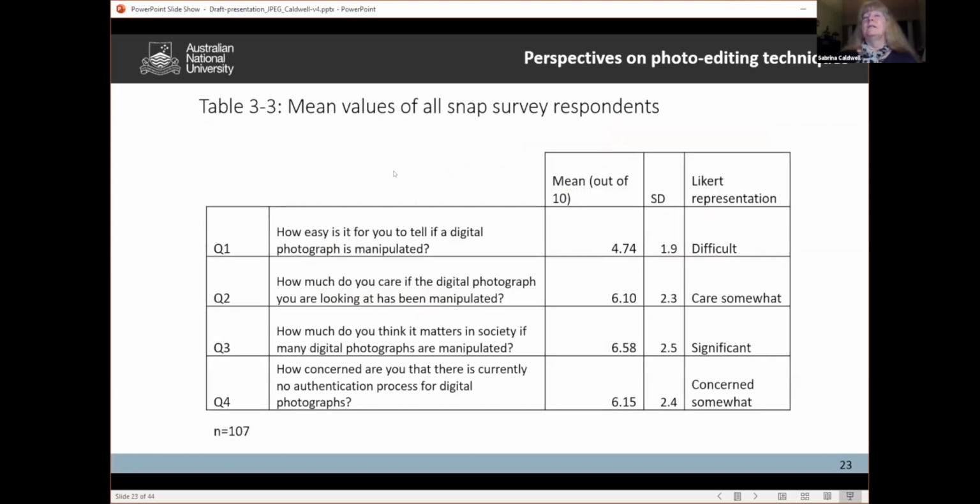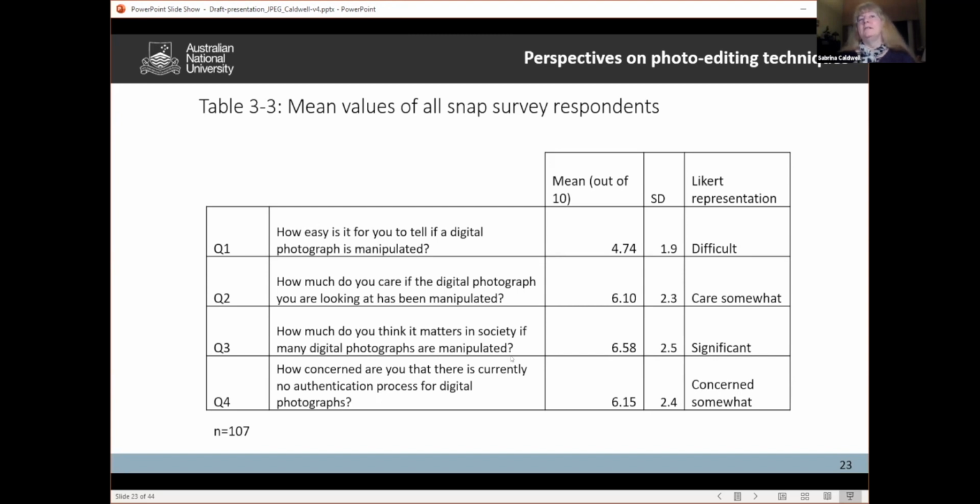Another thing that I did is a snap survey from respondents, asking how easy is it for you to tell if a digital photograph has been manipulated? And again, I want to mention that I did this in 2017, before the knowledge credibility crisis began to loom. Even at that time, people would say, no, it's pretty difficult for me to tell. I somewhat care about digital manipulation, and that's quite in line with the attitudes I found at that time, which was people really weren't caring about it yet. They hadn't quite recognized there was an issue.